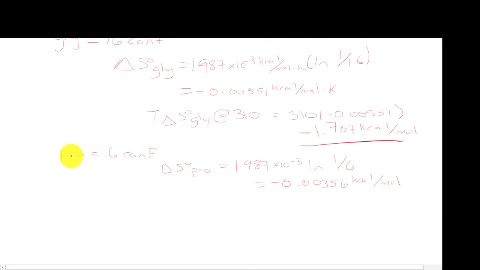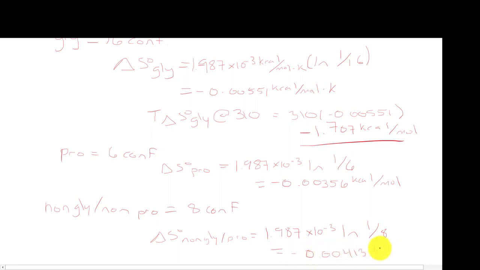Everything else that's not glycine and not proline has the same number of backbone dihedral angles, which is approximately 8 conformations. So delta S for everything else, for non-gly, non-pro, is going to be 1.987 times 10 to the negative third, natural log of 1/8, which is going to equal negative 0.00413 kcals per mole.